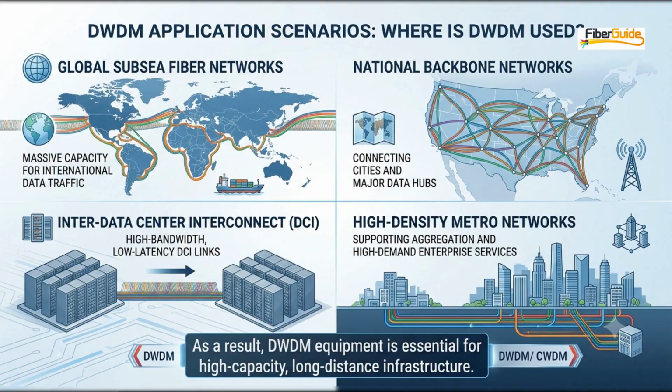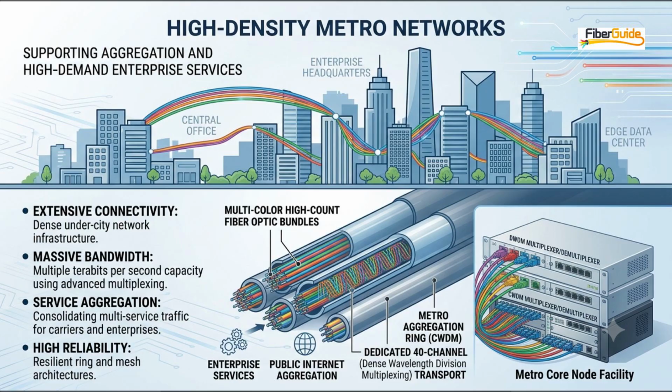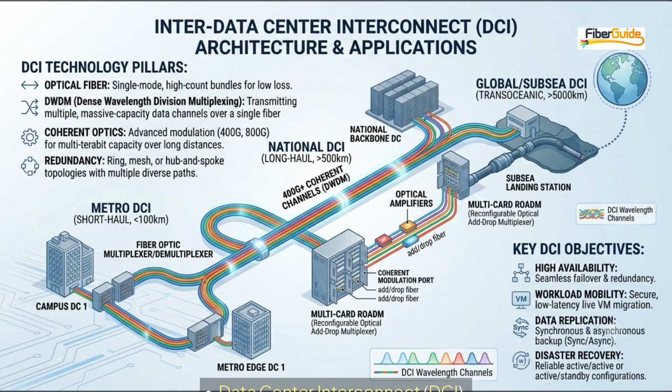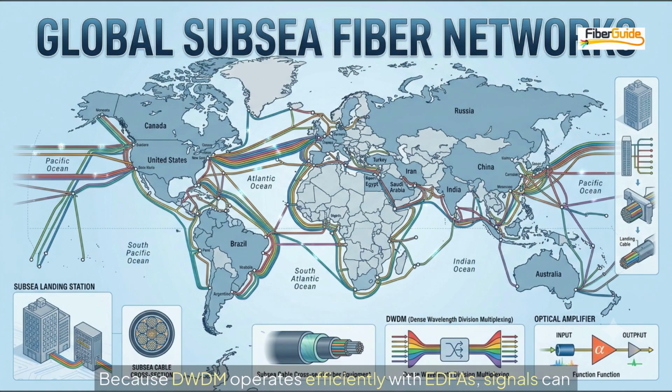DWDM forms the backbone of today's global telecommunications infrastructure. It is widely deployed in long-haul terrestrial networks or national backbone networks, high-density metropolitan core networks, data center interconnect, DCI, and international submarine cable systems. Because DWDM operates efficiently with EDFAs, signals can travel thousands of kilometers before regeneration is required, making it the preferred technology for connecting cities, countries, and continents.